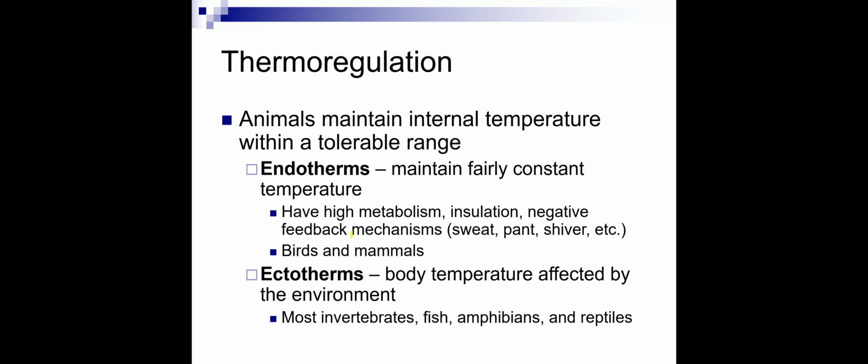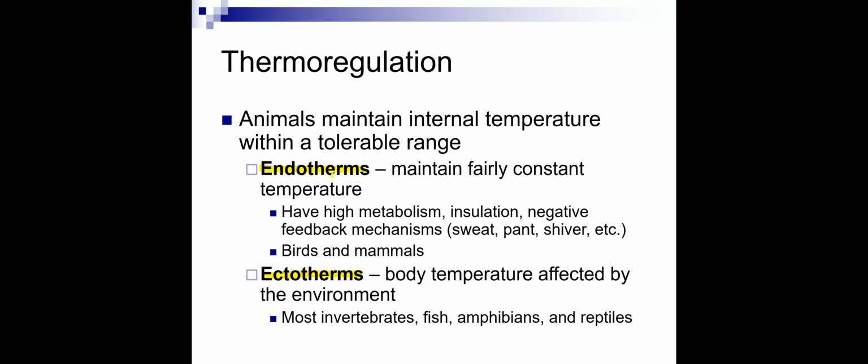All right, we can also group animals based on how they regulate their body temperature. Okay, so we have thermoregulation, and we can put these into groups as either endotherms or ectotherms. Now, growing up, you probably heard terms like warm-blooded and cold-blooded. Those aren't necessarily the best terms to use because cold-blooded can be a bit deceiving. Cold-blooded animals don't necessarily have cold blood. Okay, now really the difference is how are they regulating their temperature.